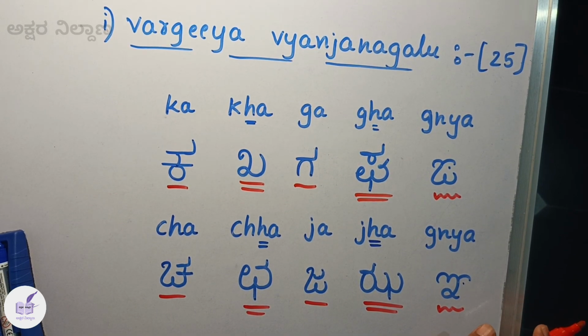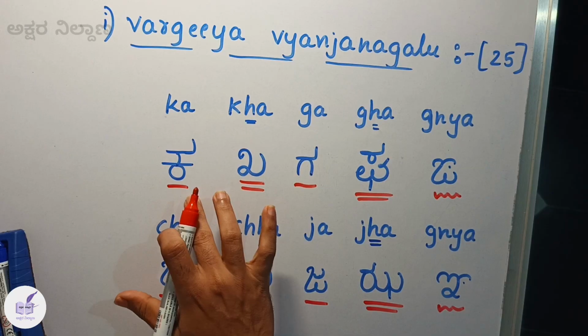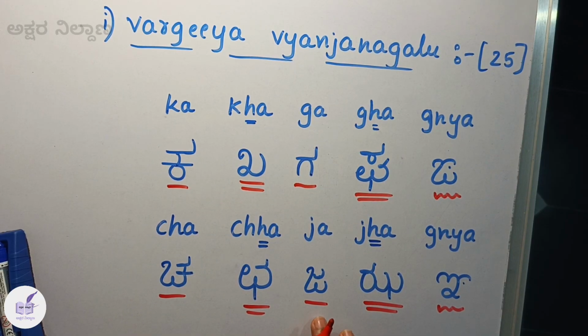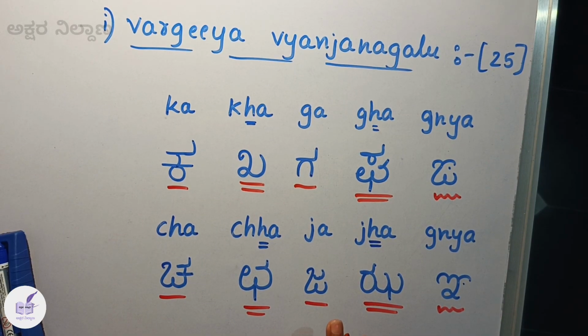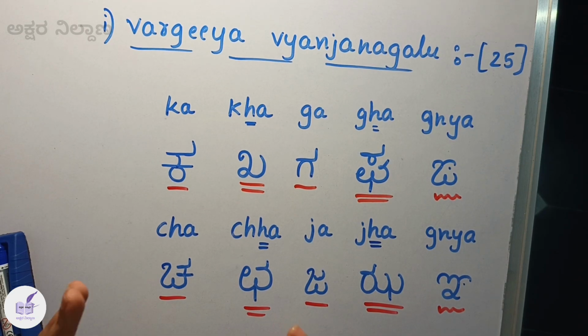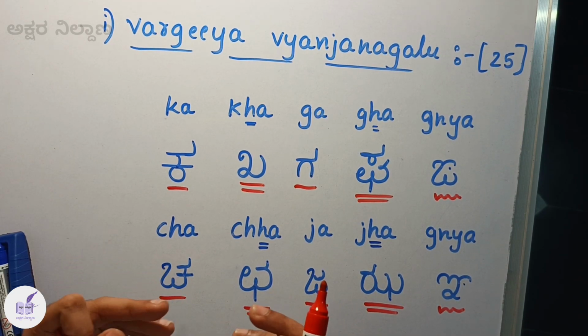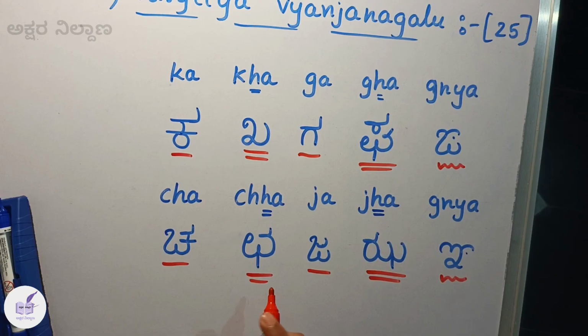Listen to me first, guys. Ka, ga, cha, ja. These are the simple pronunciations without any effort. So those are called alpa prana. What do you mean by alpa prana? I can write the name here.